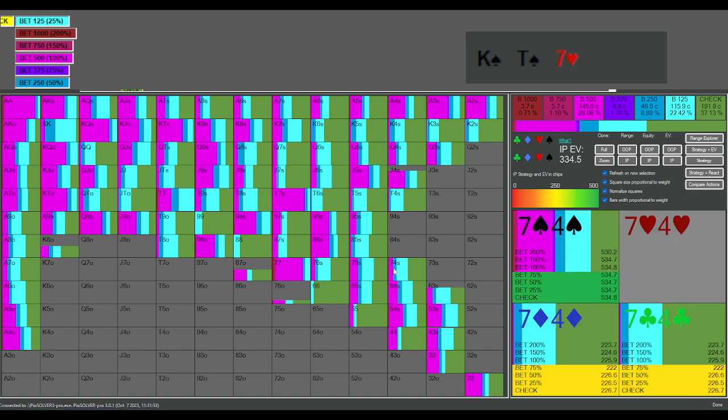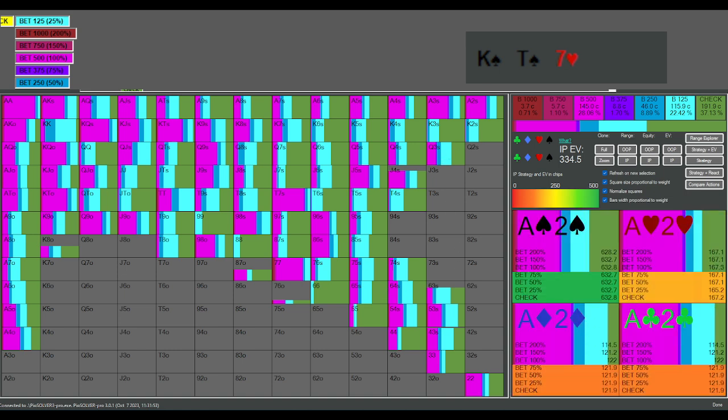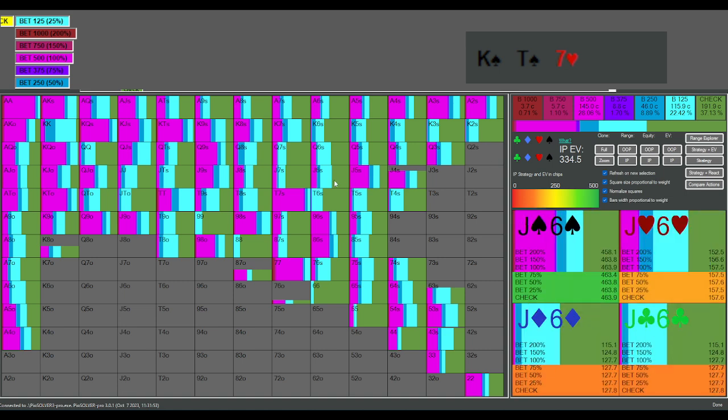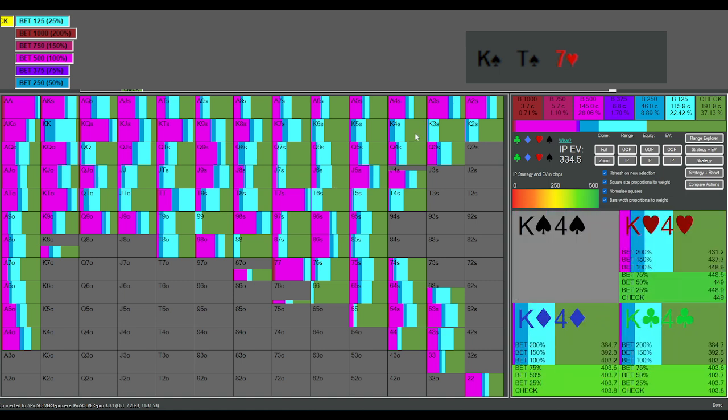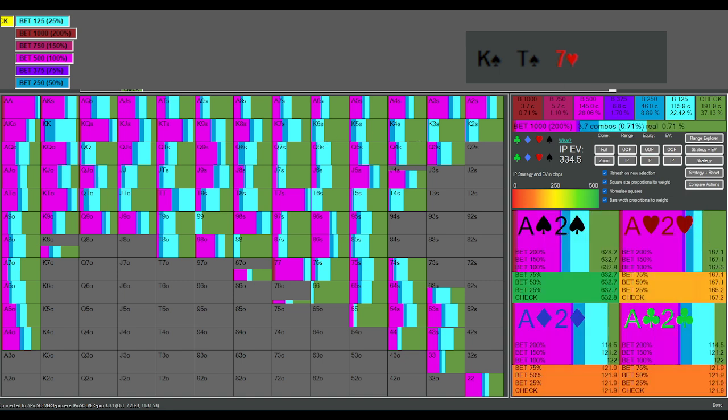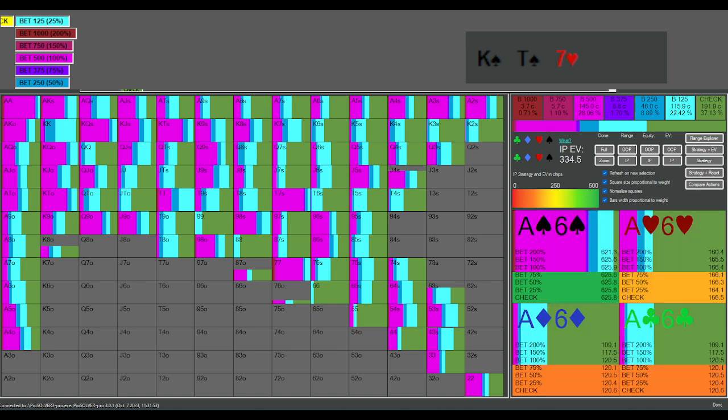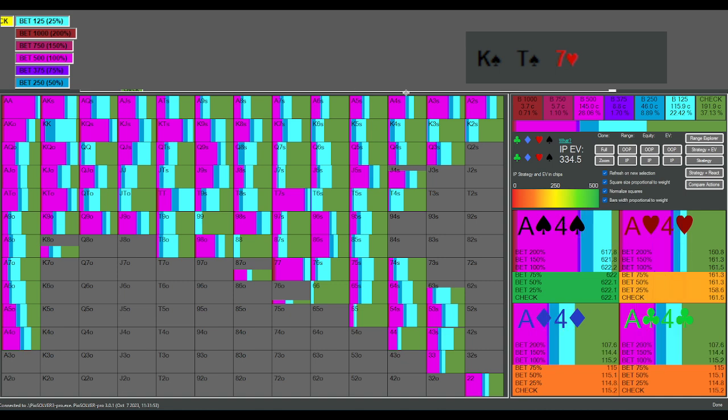Generally the size of our deviation should scale in relevance to the strength of our read. But today the spot we're going to be talking about is probing turns and rivers. It's a relatively simple node, but I just want to demonstrate a few ways to use solvers in your exploitative study, and this is a good way to do it.